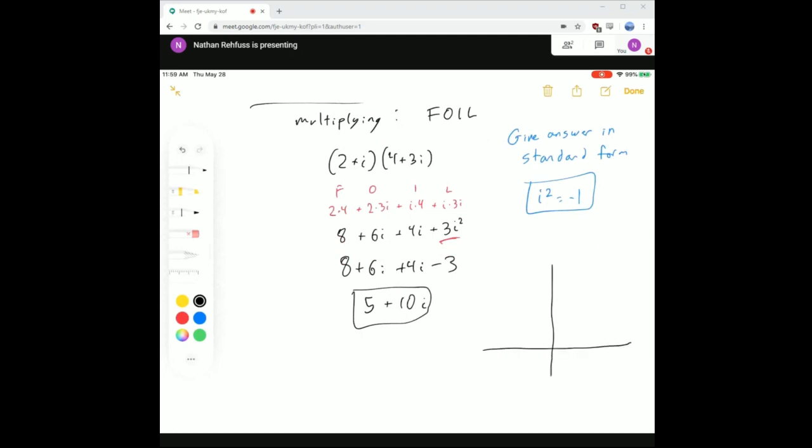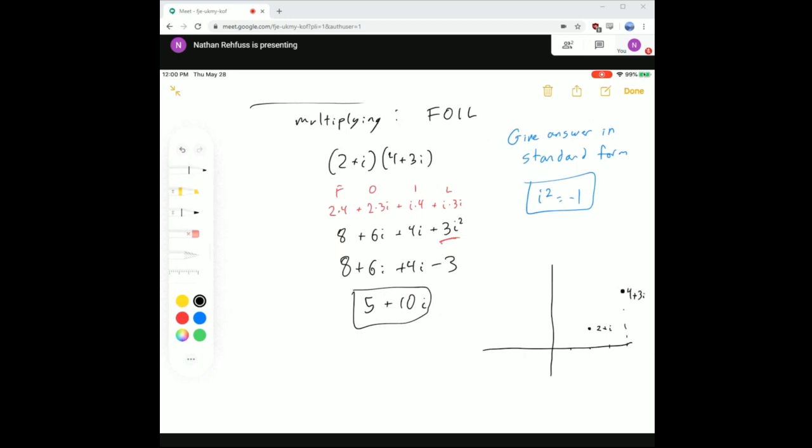Here's how I said multiplication in the complex plane is a giant rotation, and the whole thing is a carousel. Here is what I mean by that. Here is 1, here's where 2 plus i lives, and 4 plus 3i. So 1, 2, 3, 4 plus 1, 2, 3. Here's 4 plus 3i.